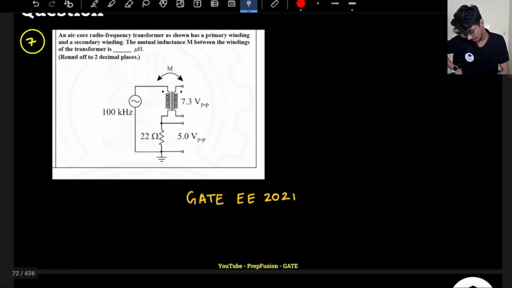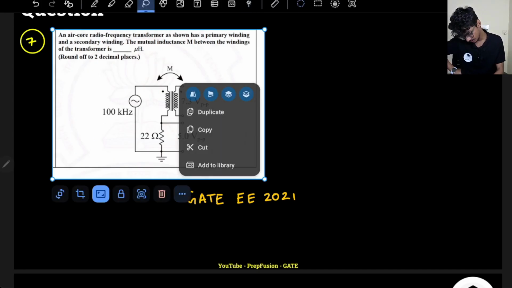So this is the next question: an air core radio frequency transformer as shown has a primary and a secondary winding. The mutual inductance is shown here between the windings of the transformer in microhenry. So they are asking what will be the mutual inductance in this winding. So how do I find out the mutual inductance? This is an open-ended terminal, and I am measuring 5 volt across this. So let's solve this question.